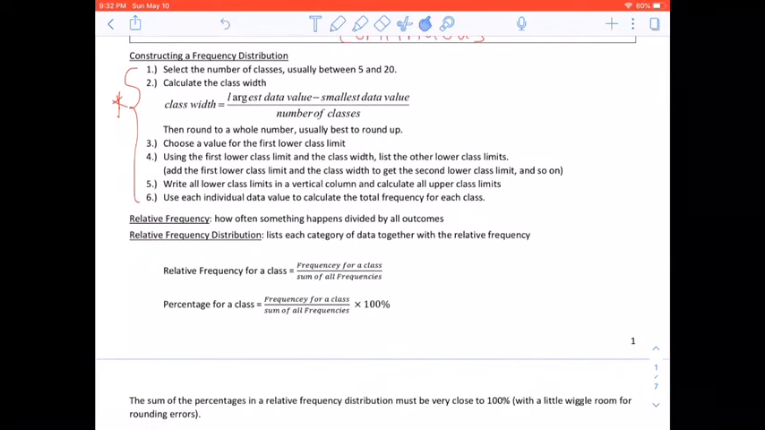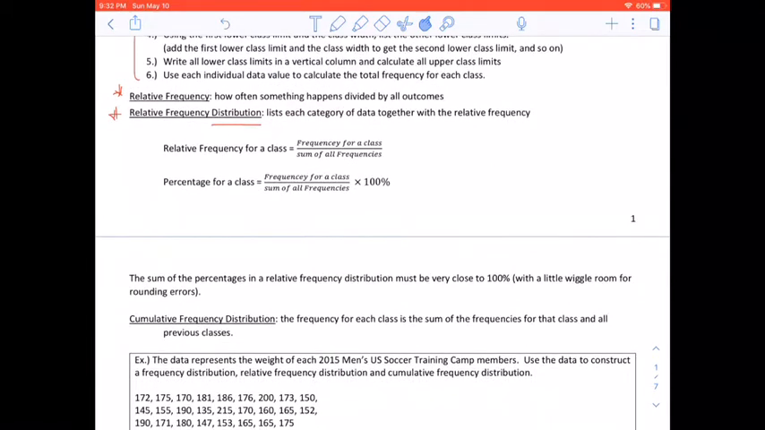Next we have relative frequency and relative frequency distribution. That word distribution just means table. Relative frequency is how often something happens divided by all outcomes, and a relative frequency distribution lists all categories of data together with the relative frequencies. The relative frequency for a class is the frequency for the class divided by the sum of all the frequencies. For the percentage, you figure that out and then multiply by 100.